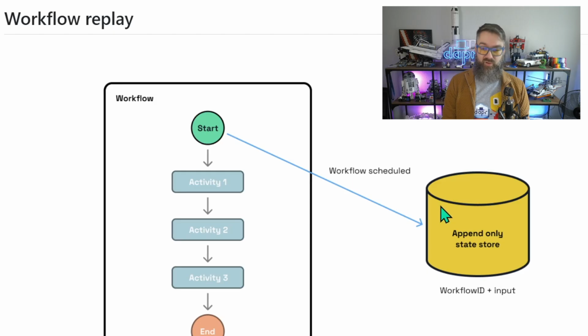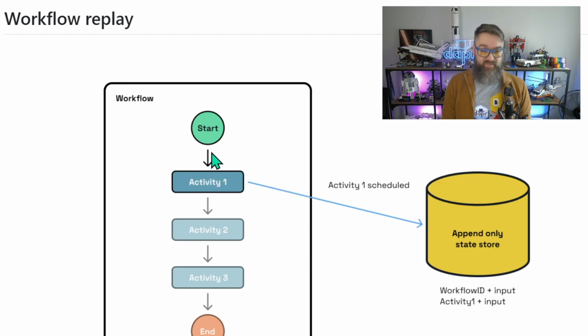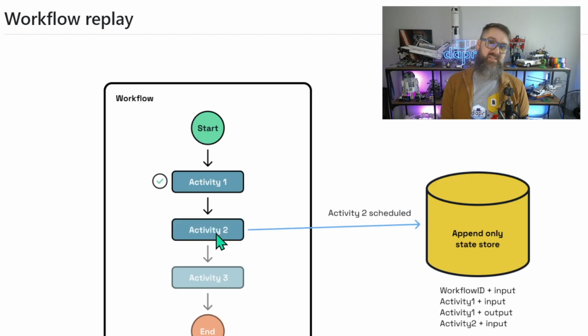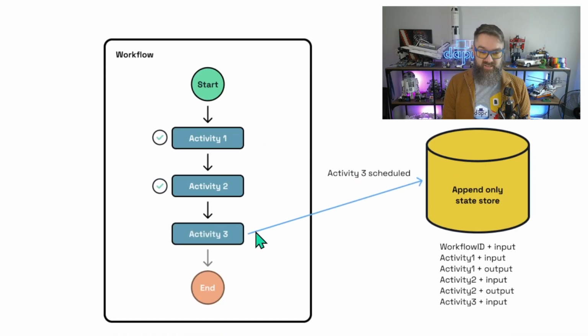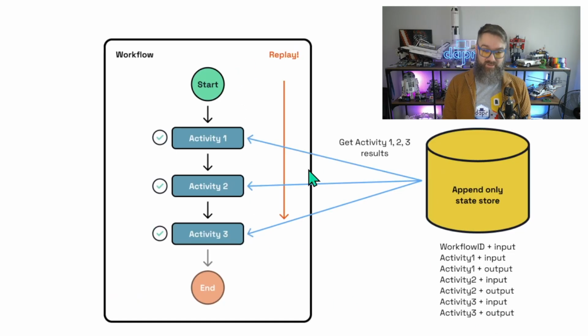So as soon as we start, the workflow ID and input will be stored. Then the first activity is scheduled, so the input for that will be stored. This will be executed, but when it's completed, also the output will be stored. Then we won't immediately go to the second activity, but the workflow will replay from the start. It will get the information for the first activity from the state store. Then it will schedule the next activity. And again, it will store the input, it will store the output. Then again, it will replay from the top. It will hydrate the state back from the state store, and then it will do activity 3. And finally, once activity 3 is done and that state is also in the state store, it will replay again for the final time, and it will get all of the results back from the state store.